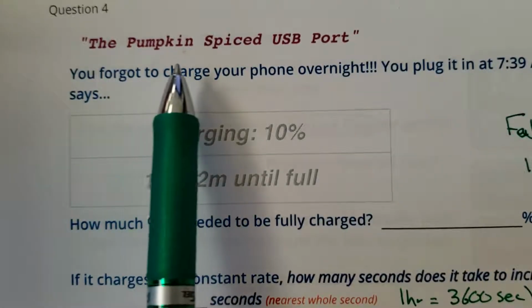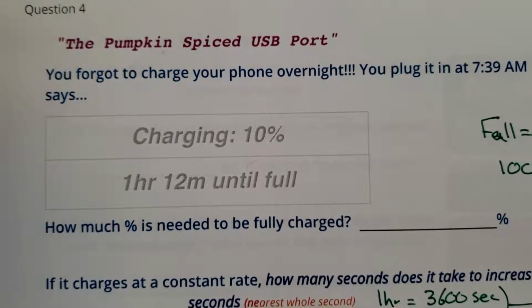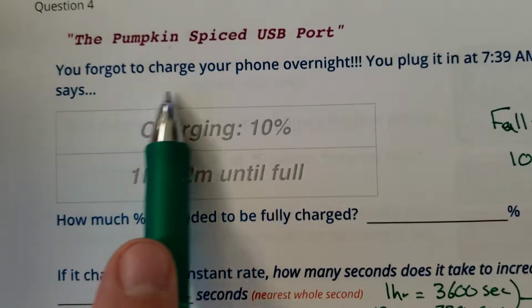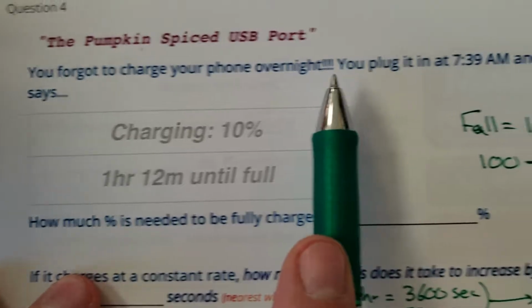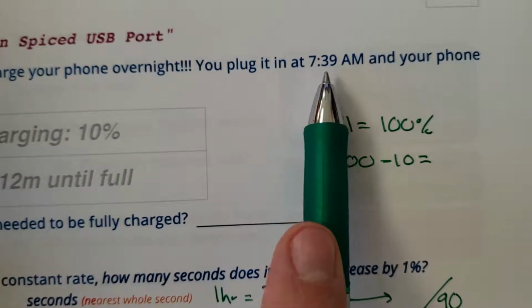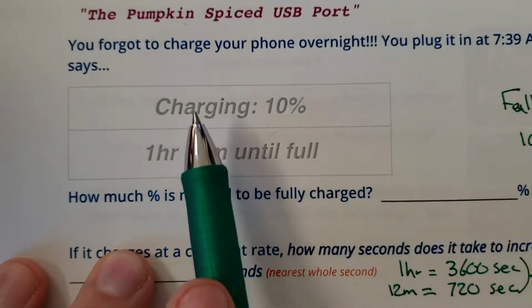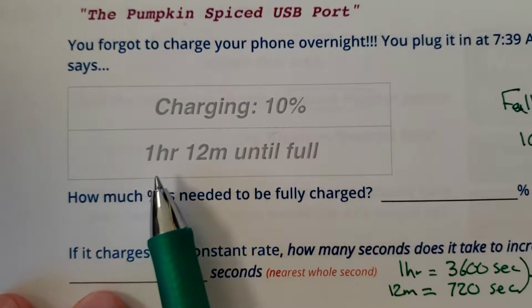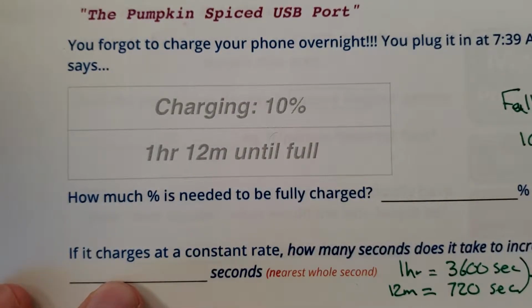Let's go over the pumpkin spiced USB port. Wow, that's elaborate. You forgot to charge your phone overnight. Oh no, that never happens. You plug it in at 7:39 a.m. and your phone says charging 10%. 1 hour, 12 minutes until full.